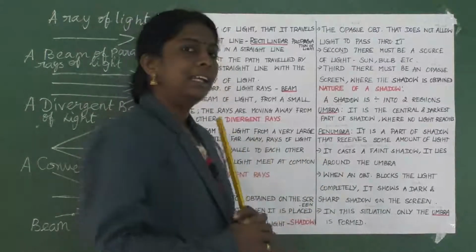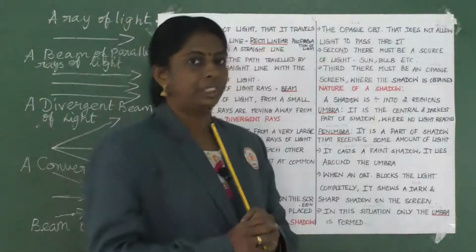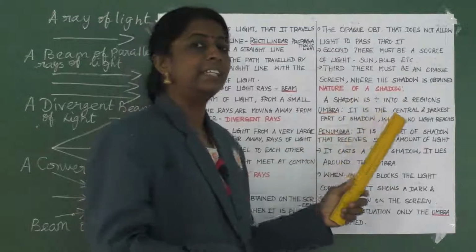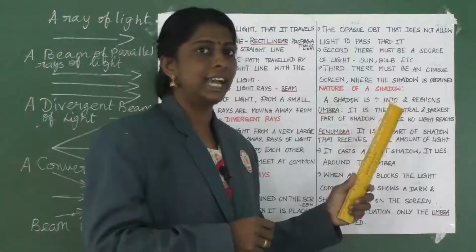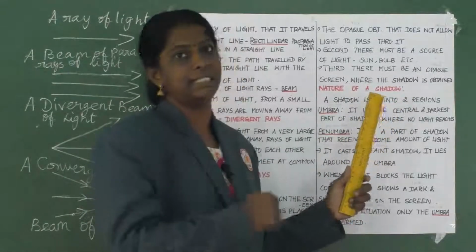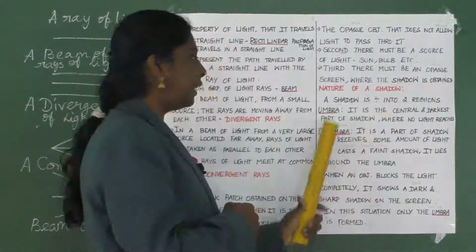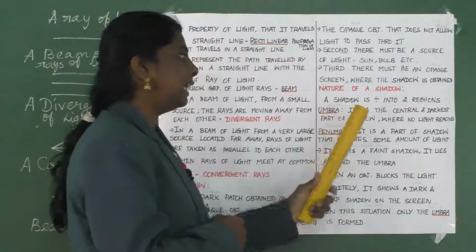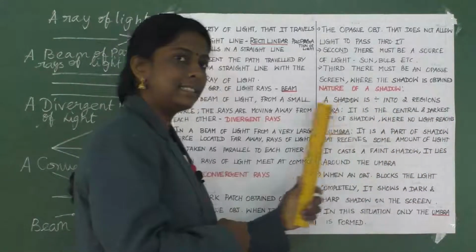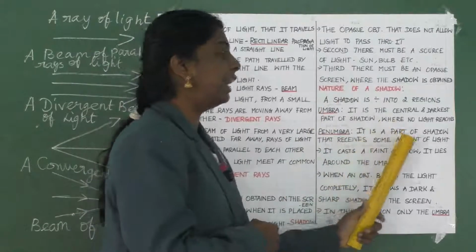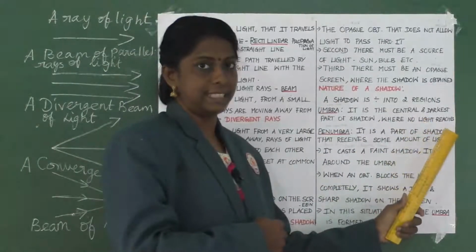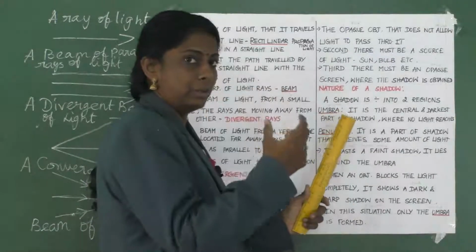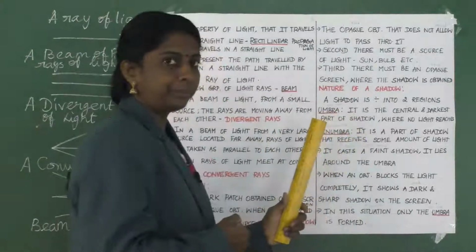Yes. Then, let us learn about the nature of shadow. A shadow is divided into 2 regions. What are they? Umbra and penumbra. So what do you mean by umbra? It is the central and darkest part of the shadow where no light reaches. It's the central and core part of the shadow.